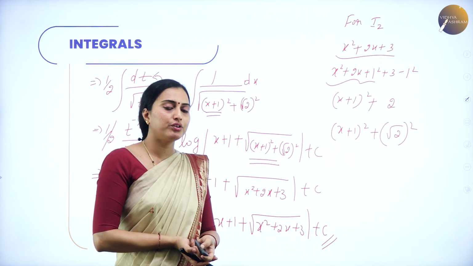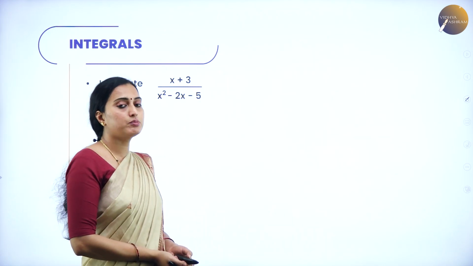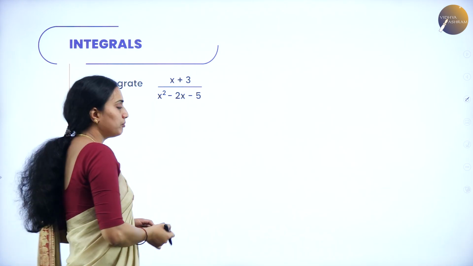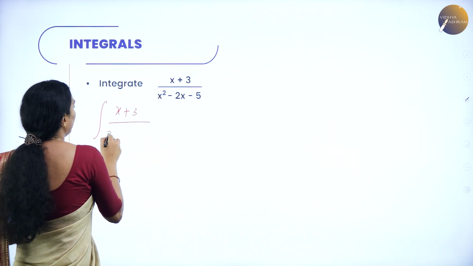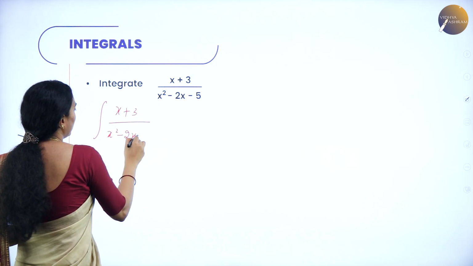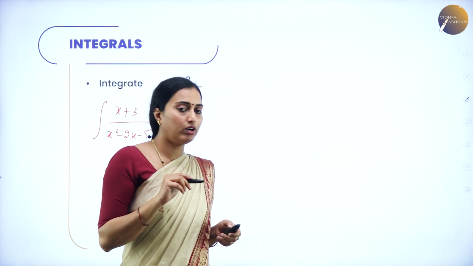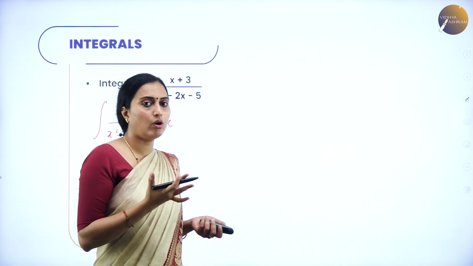Now we'll be moving on to the next problem, dears. What they have asked: integrate x plus 3 divided by x squared minus 2x minus 5. Now let me write this symbolically. Integral of x plus 3 divided by x squared minus 2x minus 5 dx. Now the derivative of the denominator is what? 2x minus 2. The numerator is x plus 3, not related.